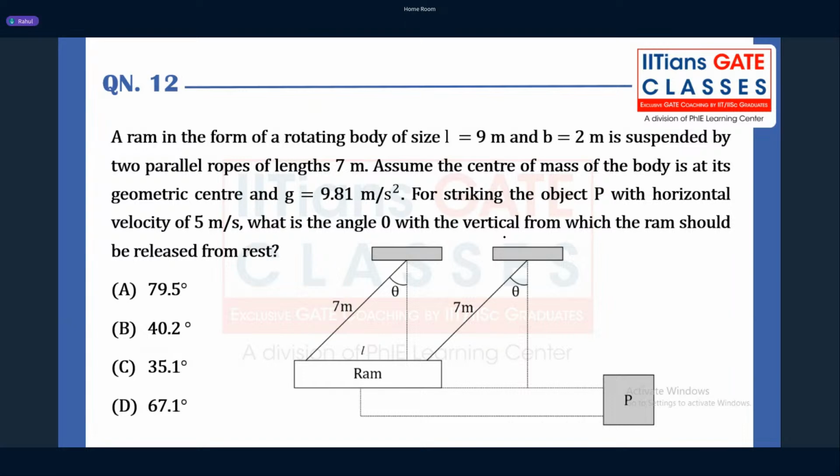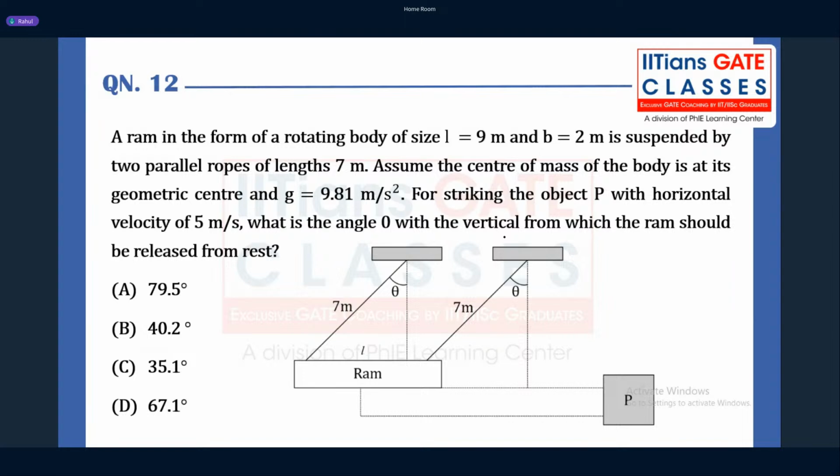A ram is given in the form of a rotating body having a certain size: length 9 meter and width 2 meter. It is suspended by two parallel ropes of length 7 meter.